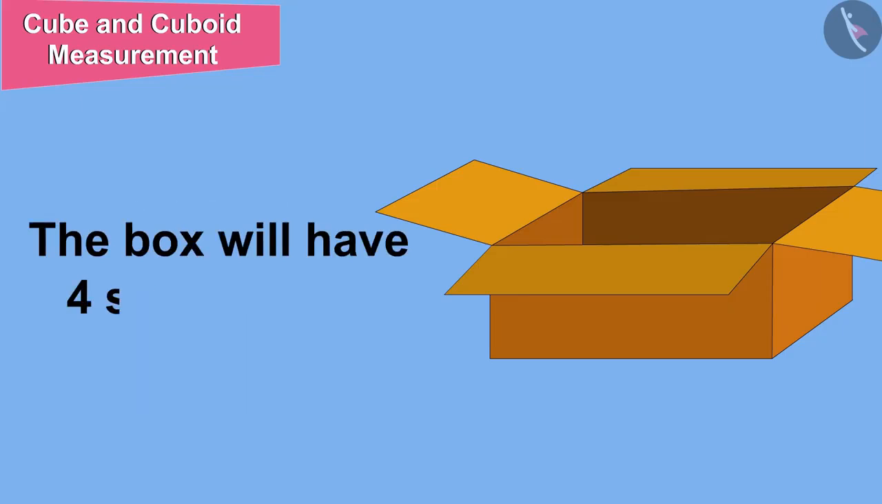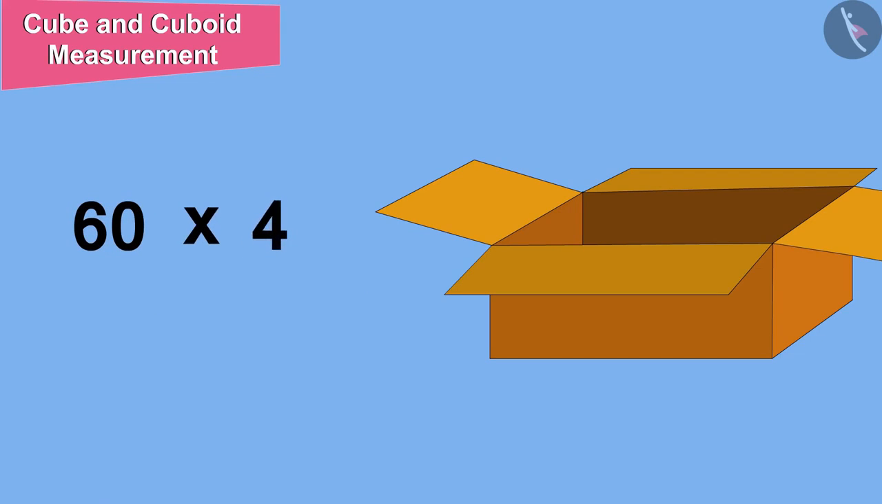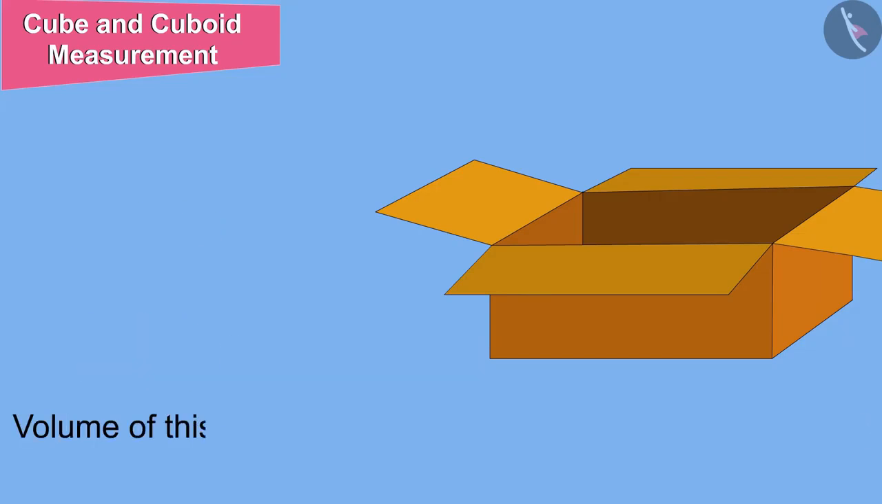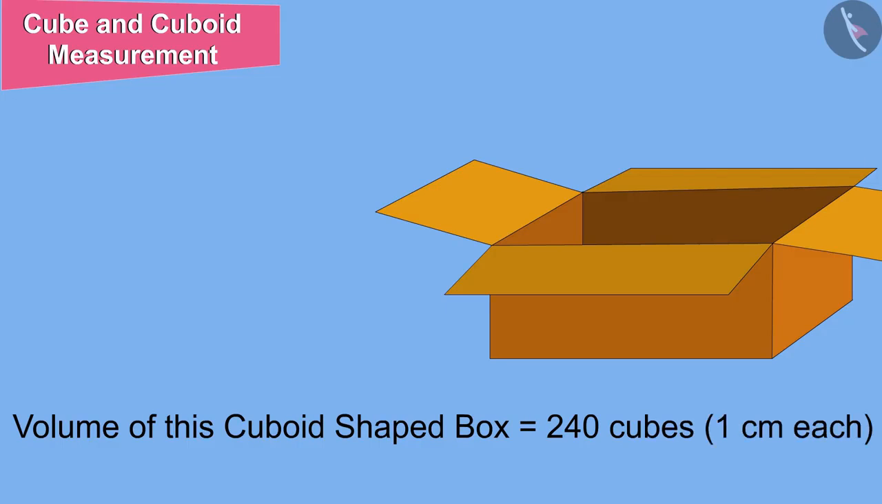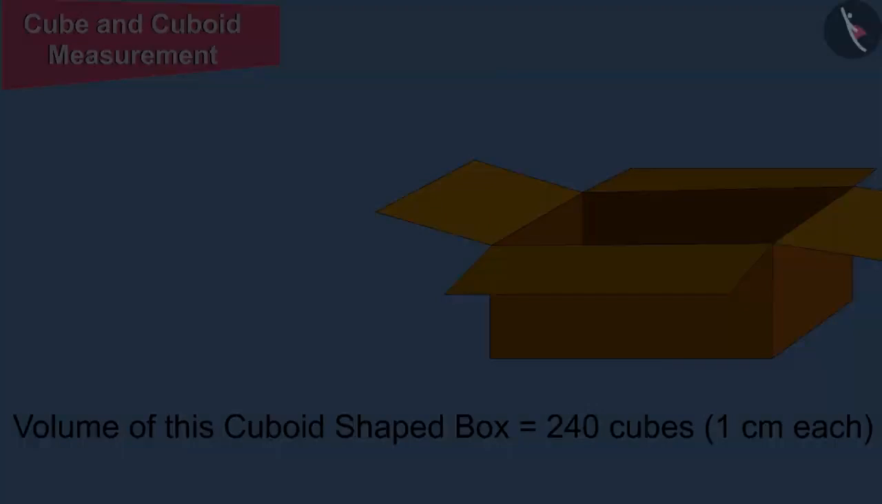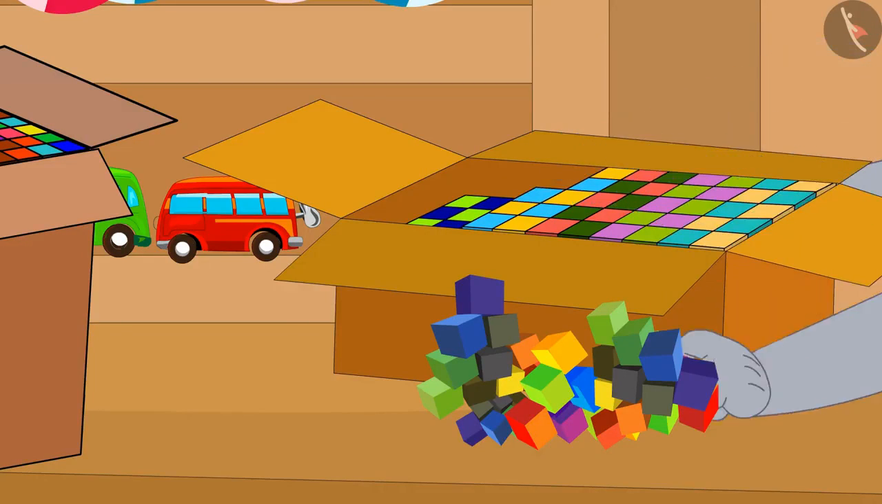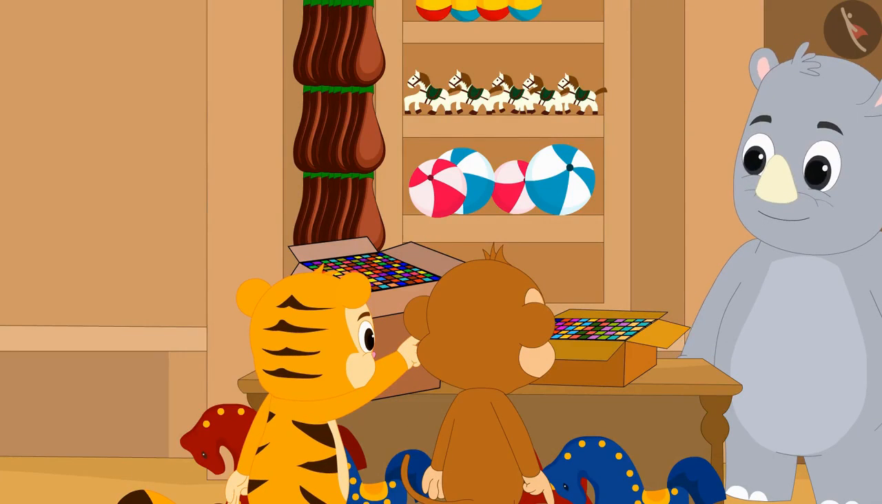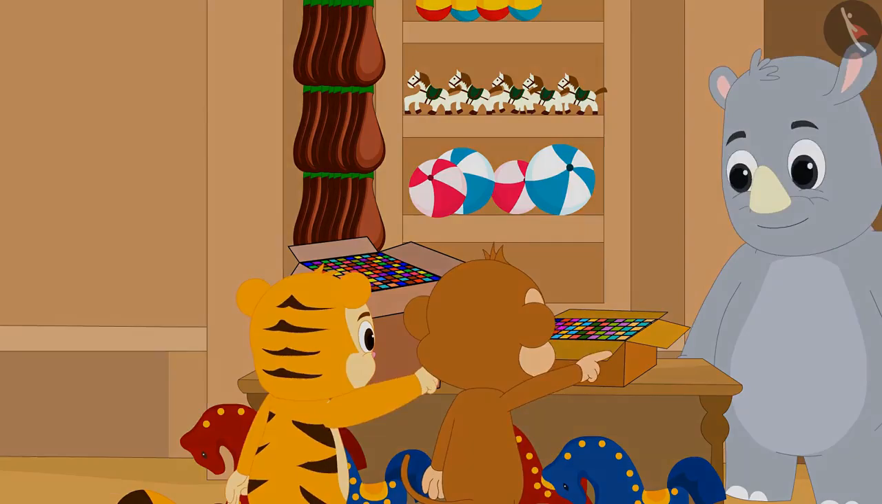Because the box will have 4 such layers, the box will have a total of 60 times 4, 240 cubes of dimension 1 centimeter each. In other words, the volume of this cuboid-shaped box will be equal to 240 cubes of dimension 1 centimeter each. Gaggu filled the blocks in his cuboid-shaped new box and his blocks became even more popular.